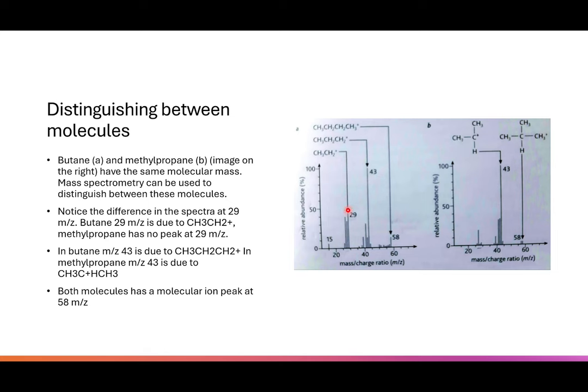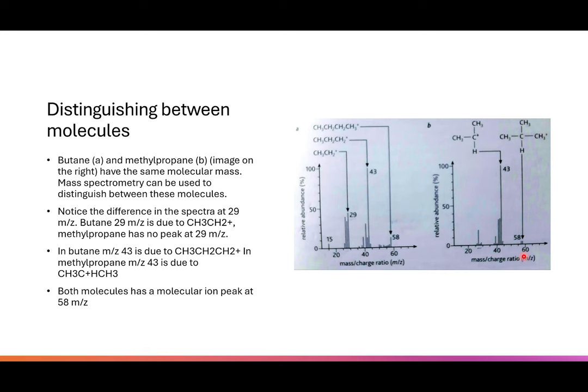So you're going to see differences in peaks where one molecule can create a fragment but another molecule can't. And that is why understanding isomers is so important, because based on the structure, it will produce different types of peaks on the spectra. In butane, the mass charge ratio of 43 is due to this ion that we can see here. But at 43 for methylpropane, it's due to a different ion. So our different masses are due to different types of fragments, and different fragments arise from the fact that they are structurally different.